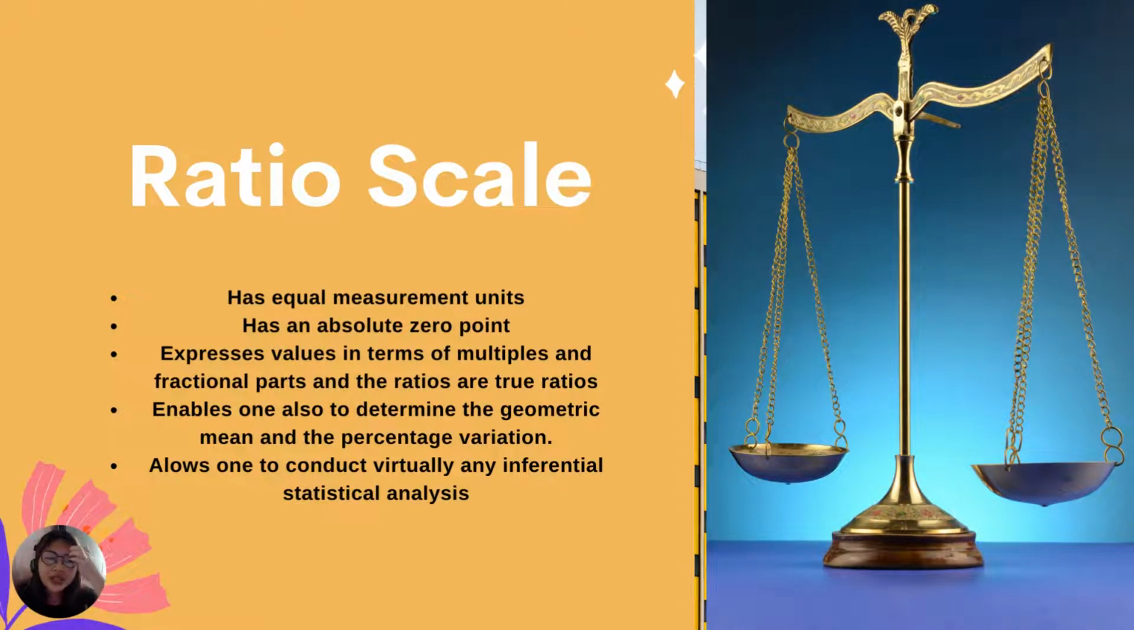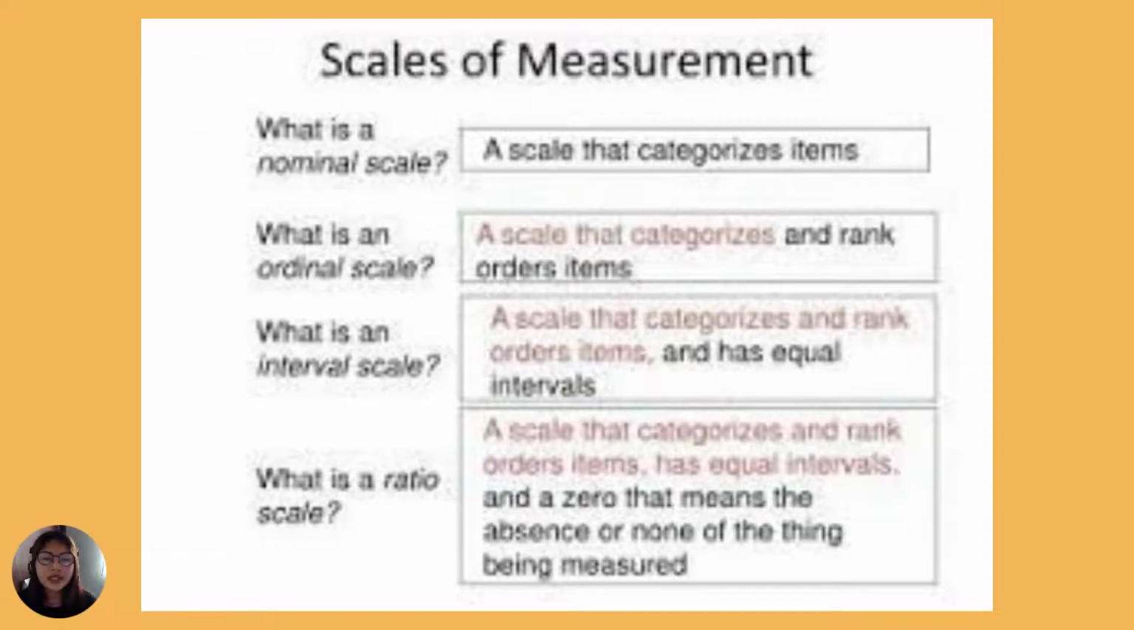Okay, the ratio scale has equal measurement units, similar to an interval scale, but it has an absolute zero point, and it expresses values in terms of multiples and fractional parts, and the ratios are true ratios. Okay. It enables one also to determine the geometric mean and the percentage variation, and allows one to conduct virtually any inferential statistical analysis.